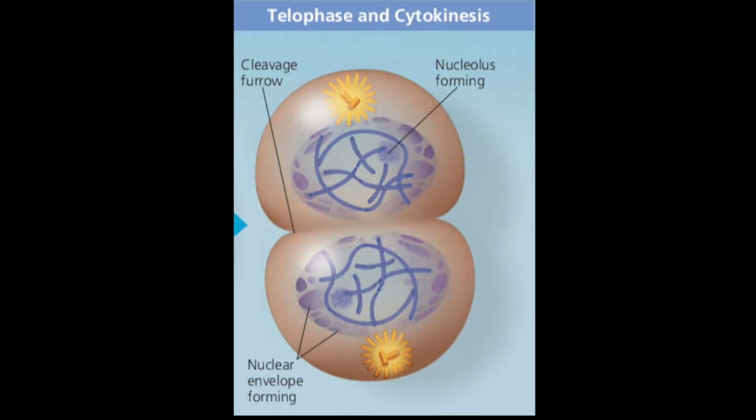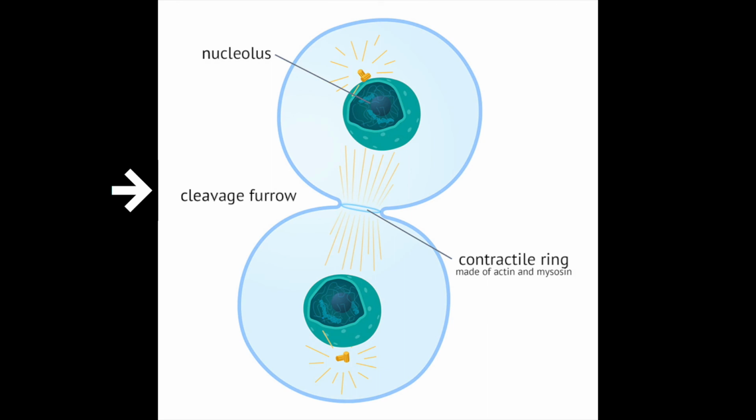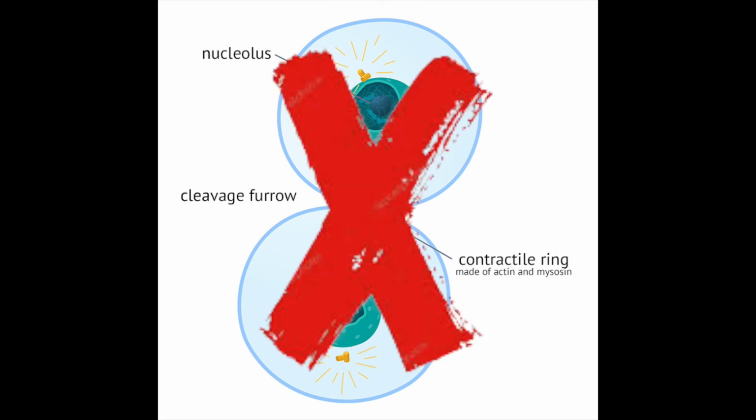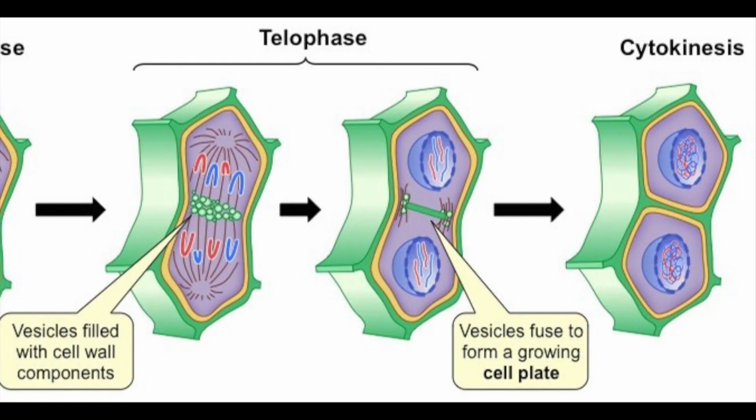In animal cells, cytokinesis is demonstrated by the appearance of a cleavage furrow that pinches the cell in two. In plant cells, however, there isn't a cleavage furrow. Cytokinesis begins in telophase, when the vessels from the Golgi apparatus move microtubules to the middle of the cell, where they produce a cell plate.